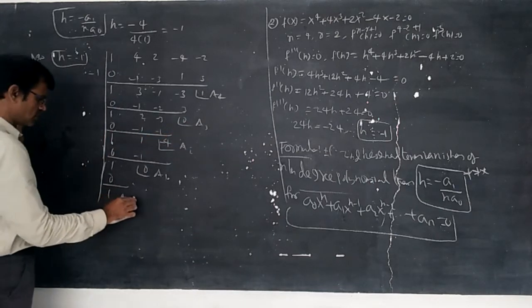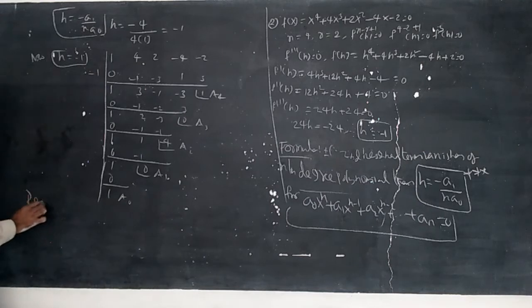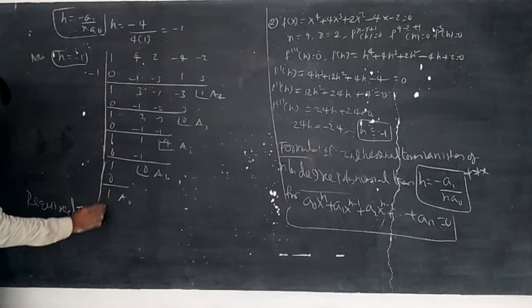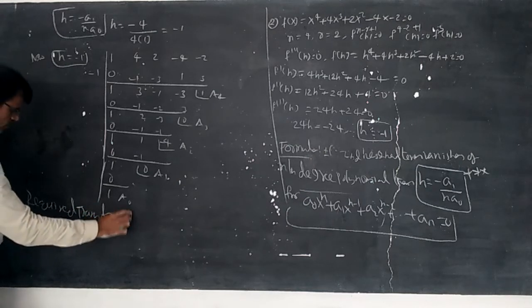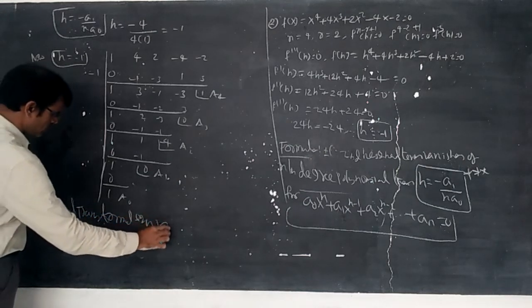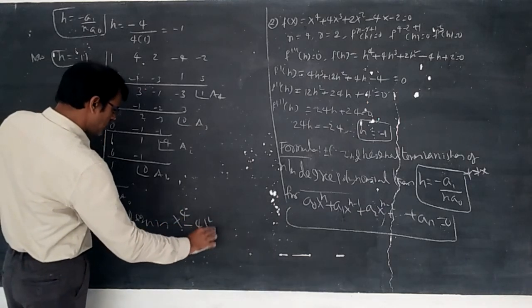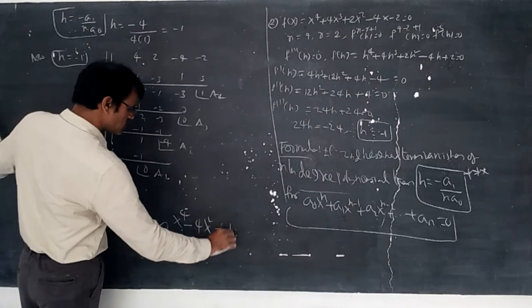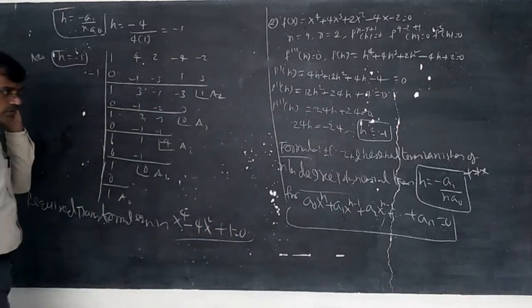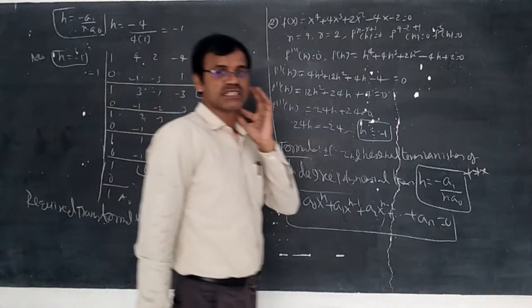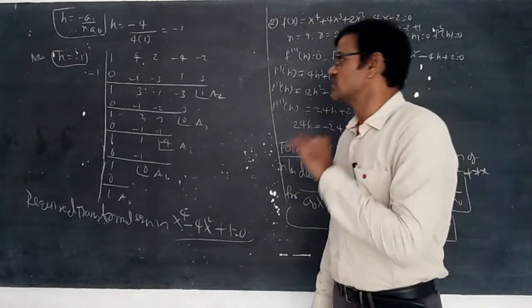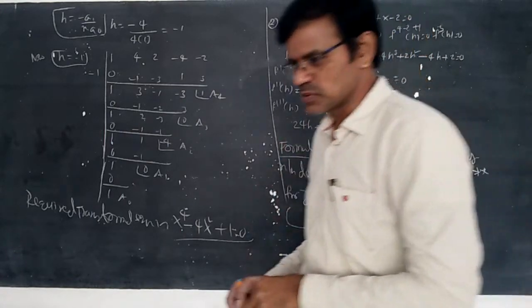Now this is a naught. The required transformed equation is x power 4 minus 4x square plus 1, that's all, equal to 0. The remaining terms are missing. Now depends upon these all sums to do the odd examples.